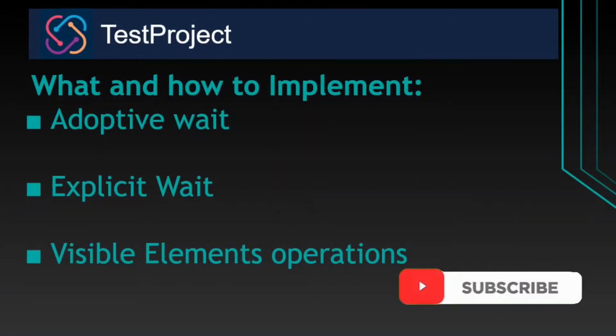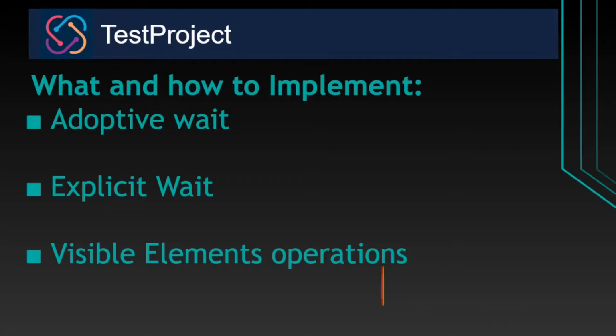Okay, so what is our agenda item? Here I'm going to explain adaptive wait, explicit wait, and visible elements operations. So what do we mean by adaptive wait?